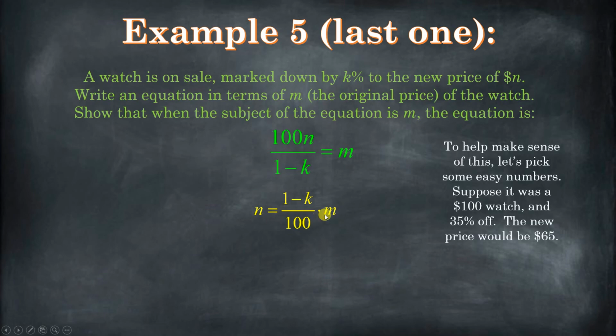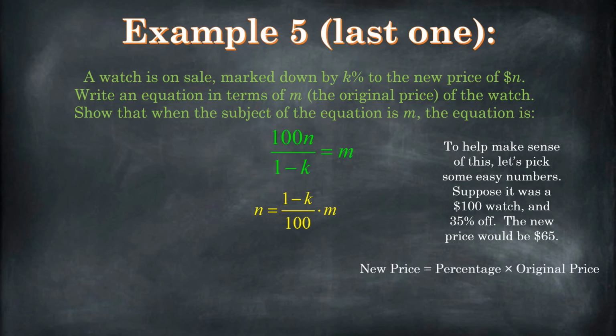So let's start off with something that's really easy. Let's start putting some numbers in for M and K and N in a different situation and see if we can create an equation that we can then modify to fit our situation, right? So we got a watch, it's $100, and let's say it's 35% off. Well, 35% off of $100 means that it's going to be $65.